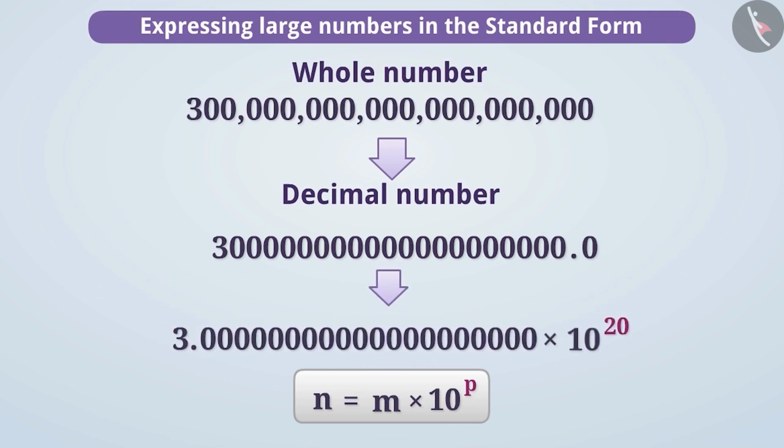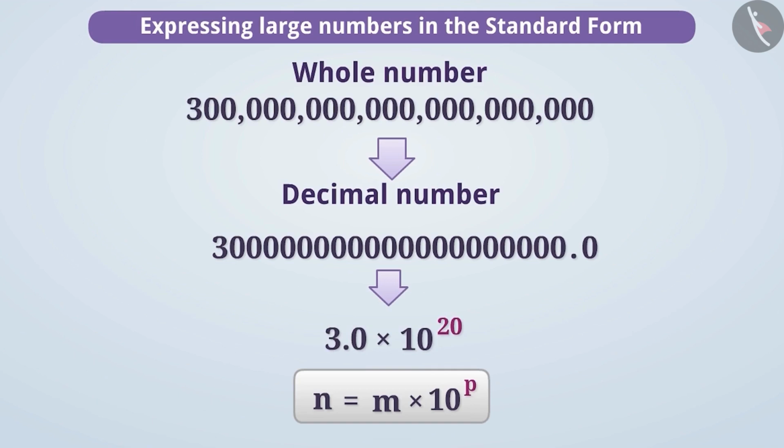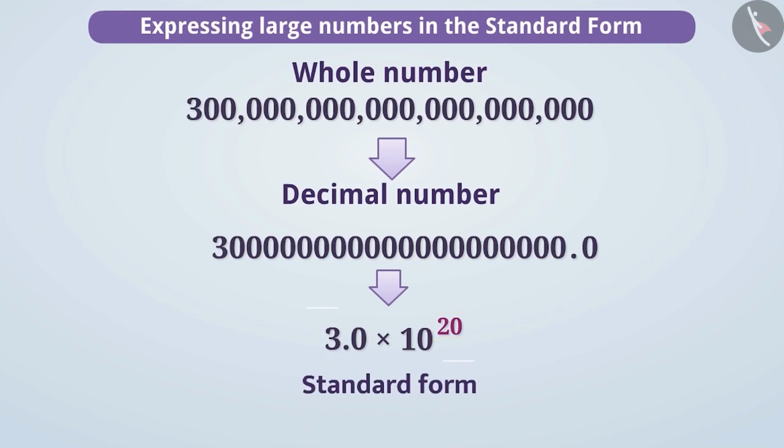Lastly, we will remove all zeros after the last non-zero integer to the right of the decimal point. Here, there are no non-zero integers after the decimal point. Therefore, we will keep one zero and remove the rest. This will give us the value of m as 3.0. Now, using the values of m and p, we can write the standard form of the number as 3.0 into 10 to the power of 20.